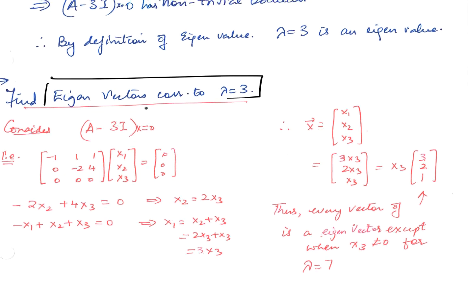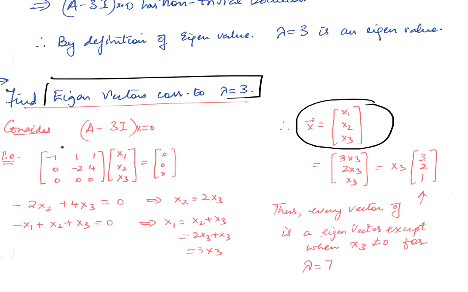When we're looking at eigenvectors, what you are always going to do is find the parametric vector description of the solution set of this homogeneous equation (A minus 3I)x equals 0. In other words, you're finding this vector x. This is what you're basically trying to find.